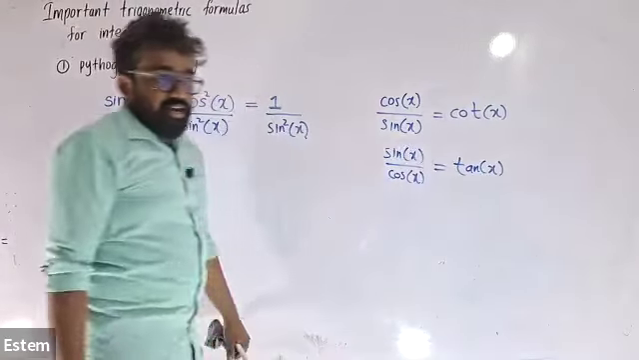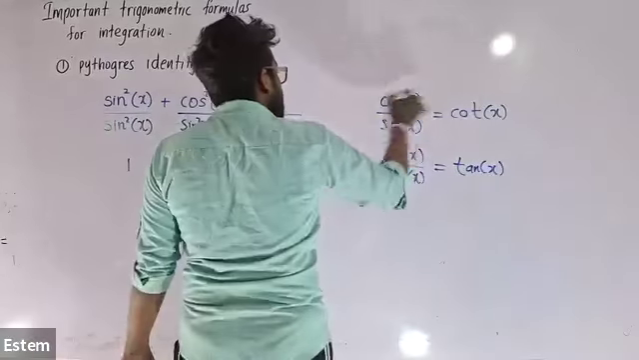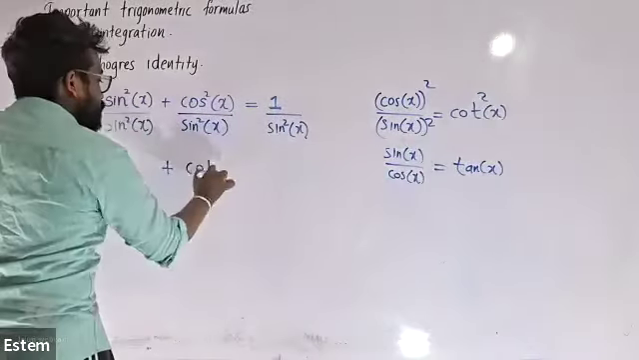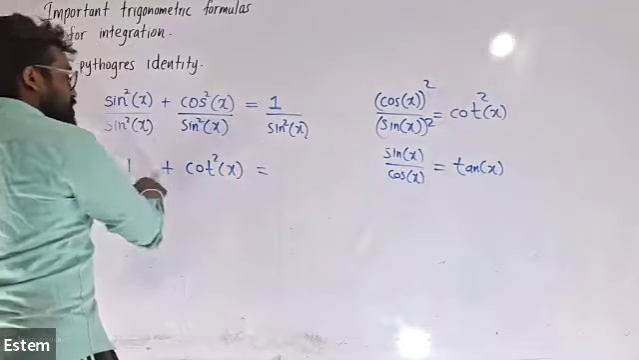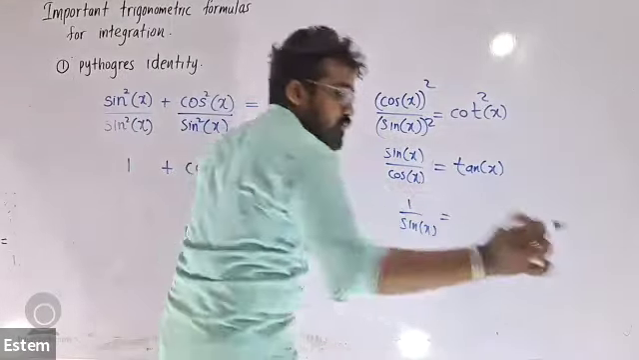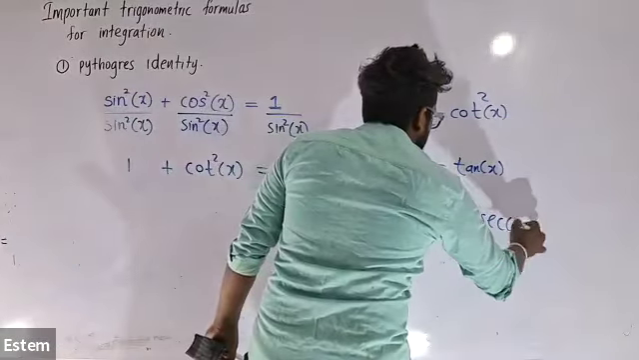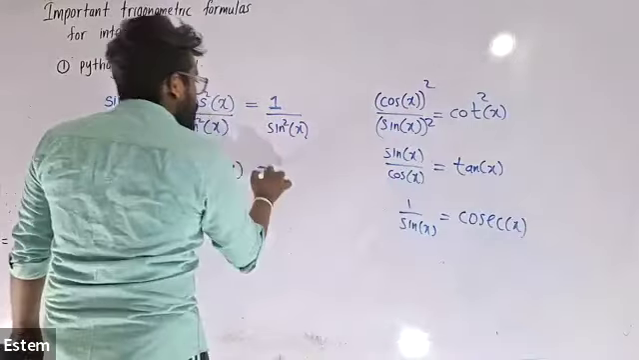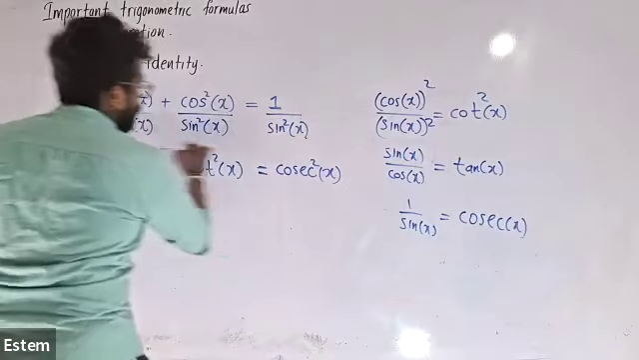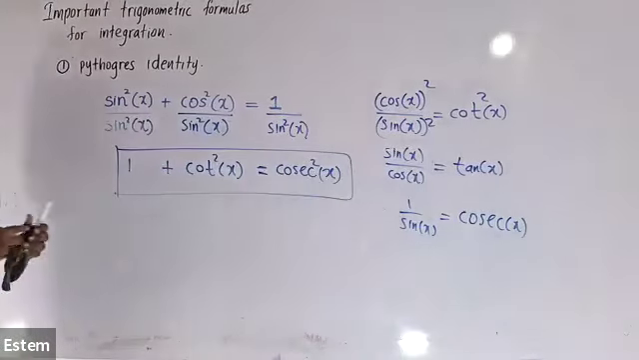Sin x over cos x equals tan x. Then cos x over sin x is cot x, no? So the square of this is cot squared x. Now there is another formula: 1 plus cot squared x. What is 1 over sin x? It is cosec x. Now 1 over sin x squared is cosec squared x. So this is our second formula. Write this also. Hurry up.